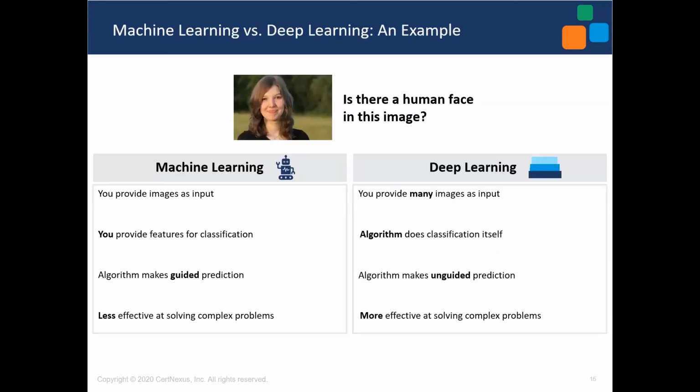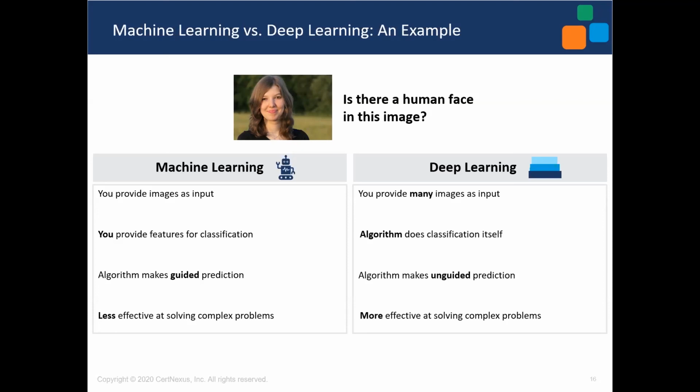So let's get to an example of machine learning versus deep learning. I think this example will help bring home the difference between the two, and then we'll look at why you would select one over the other. It may, at face value, be difficult to grasp the difference between machine learning and deep learning based on just the definitions. So what we're going to do is look at an example that looks at a new image of a human face.